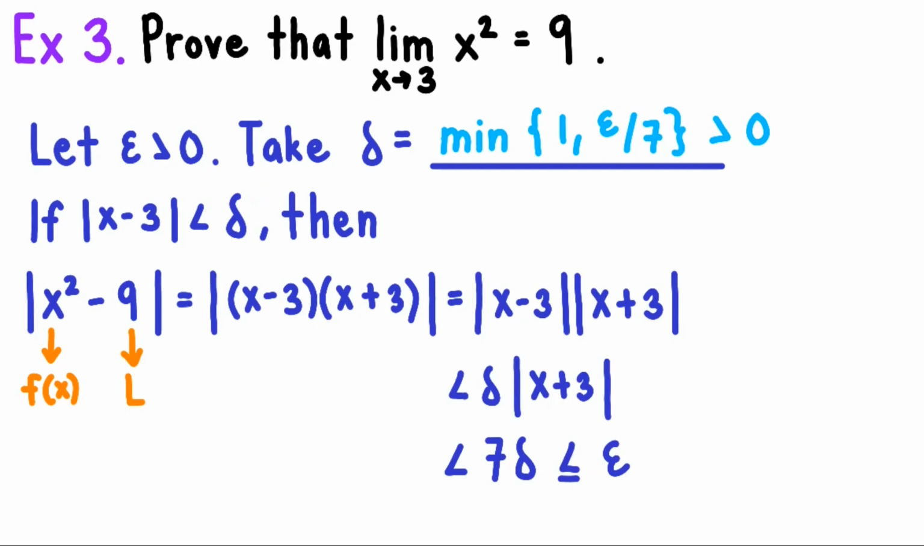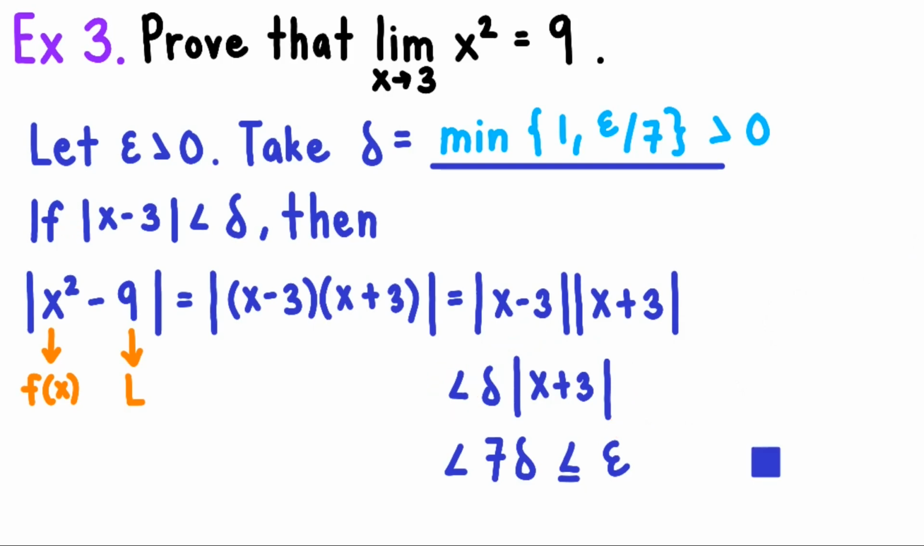But take note that this is what we still want, since we have shown that for all epsilon greater than 0, there exists a delta, which is equal to the minimum value between 1 and epsilon over 7, which we know to be positive since 1 is greater than 0 and epsilon over 7 is greater than 0, such that if the absolute value of x minus 3 is between 0 and delta, then the absolute value of f of x minus L is less than epsilon. So this completes our proof.